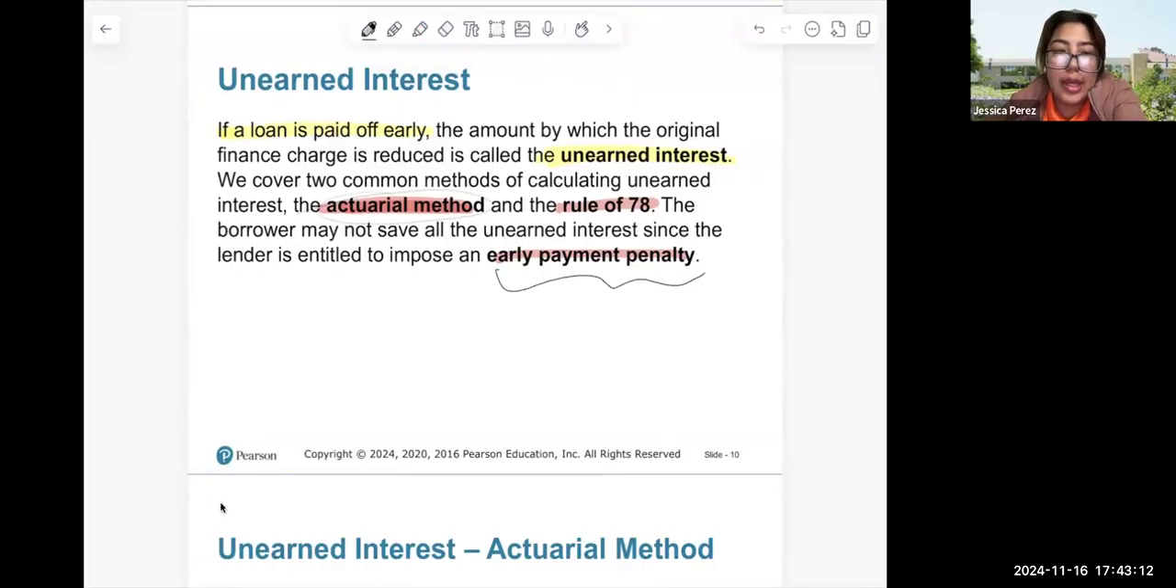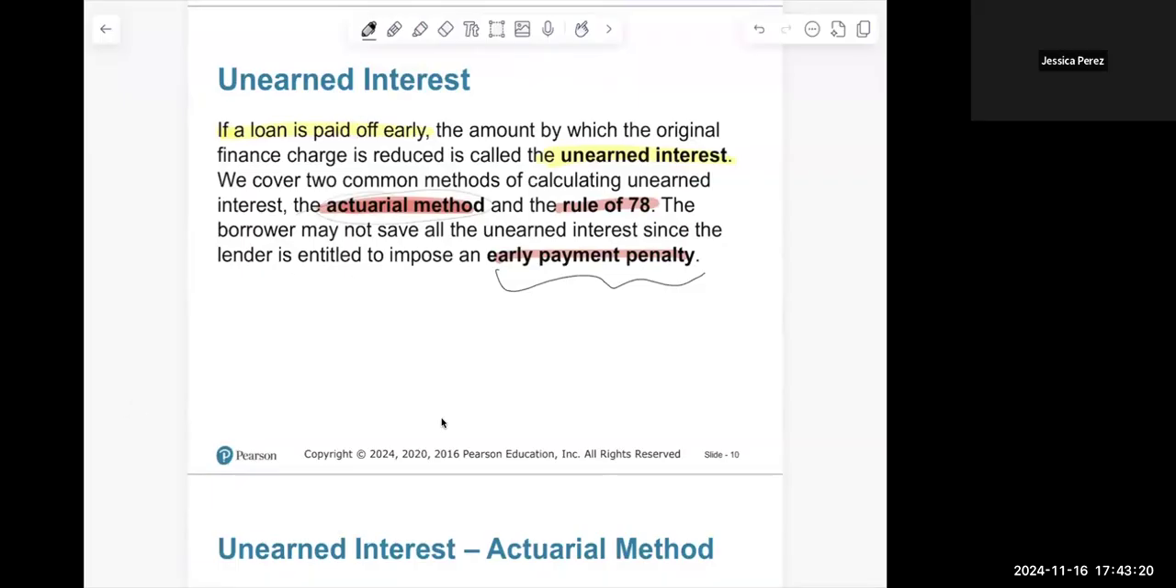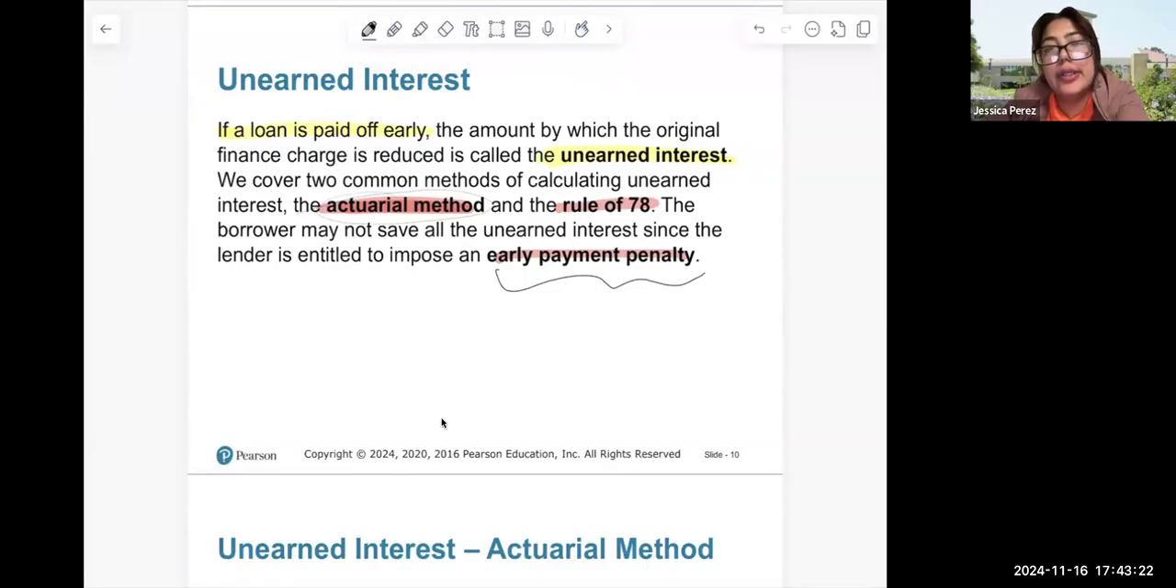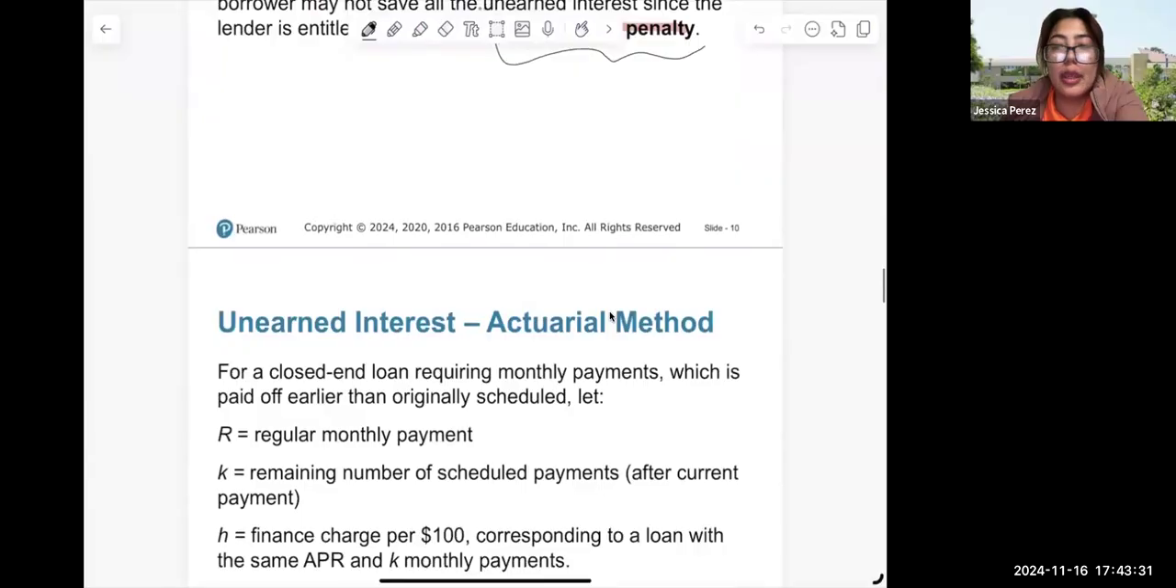For example, people that own houses and pay off early could still have an early payment penalty that will reduce the savings on the finance charge. But you would still have to pay some money.